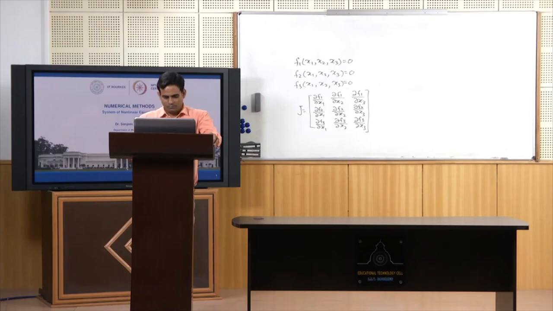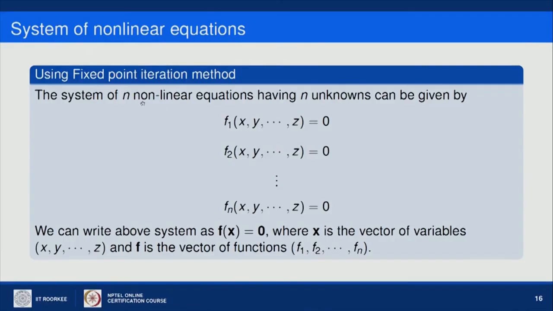So, for this, we will take another method, that is the fixed point iteration method, like the earlier one which we have done for a single nonlinear equation. We will extend it for a system of nonlinear equations, and here again consider a system of n nonlinear equations with n unknowns given by these n equations. Here I have just changed the variables, so the n variables are x, y up to z, and likewise the functions are f1, f2, up to fn.